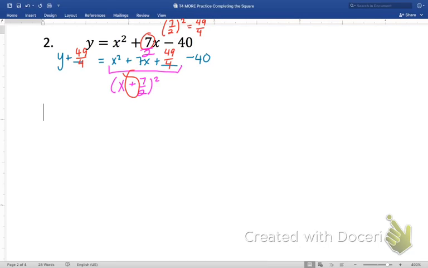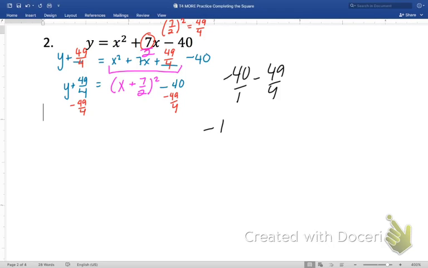This sign is always whatever this sign is, so just remember that. That's all I did there. I didn't change that yet, so I forgot to hit a pause thing there. So now I got to subtract 49 over 4 to both sides.